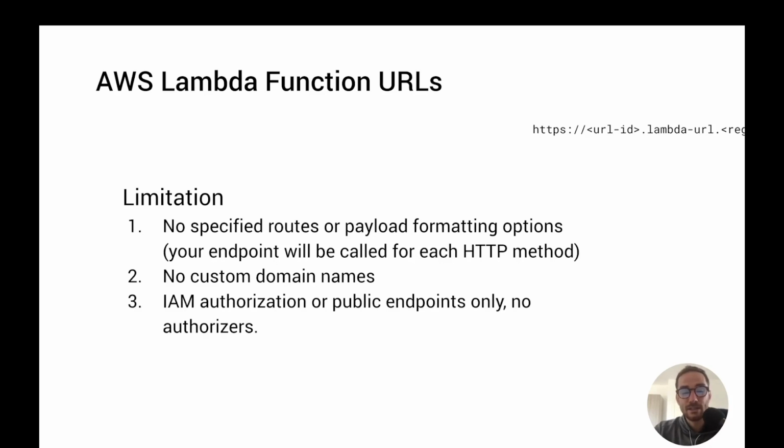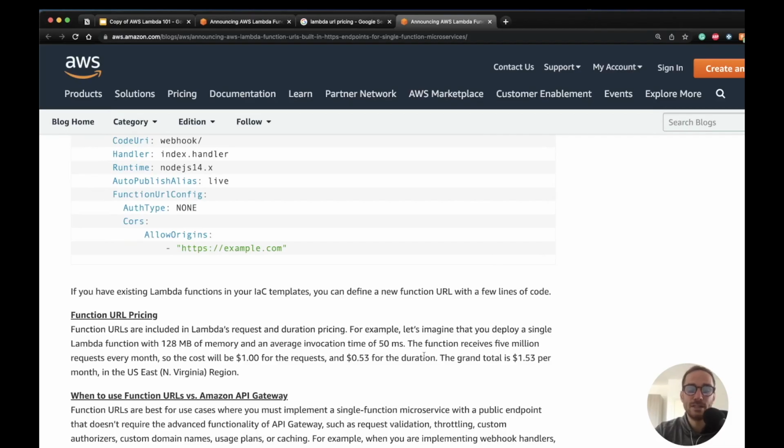Another one is that you can only have IAM authorization or public endpoints, with no authorizers. So if you have a login and you have a custom authorizer, you have to go through API Gateway. And of course, only synchronous invocation is supported. The asynchronous one is not supported for now. Last point, function URL pricing, and drum roll, is free. This is great. This is the best thing ever. Free is great. So function URL is free. It's included in the pricing of your Lambda function.